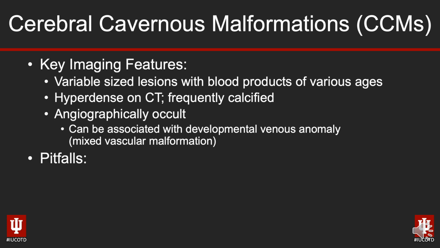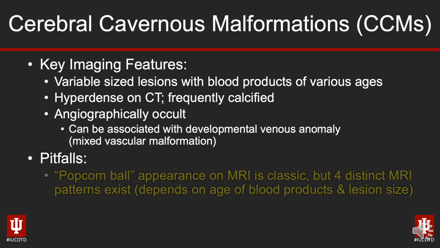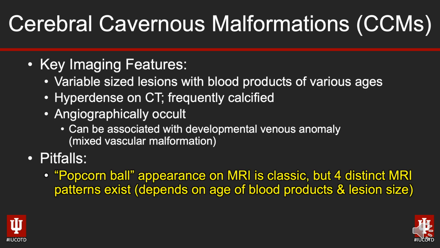But as I said earlier, these can be associated with developmental venous anomalies, giving us a so-called mixed vascular malformation. So look for that association of an adjacent or an associated developmental venous anomaly, that Medusa-like enhancement with a collector vein. A couple pitfalls to keep in mind. We always think about that popcorn ball appearance on MRI as being classic, but know that there are 4 distinct MRI patterns that depend on the age of the blood products within the lesions as well as the lesion size. So it's not always that mulberry or that popcorn ball appearance.